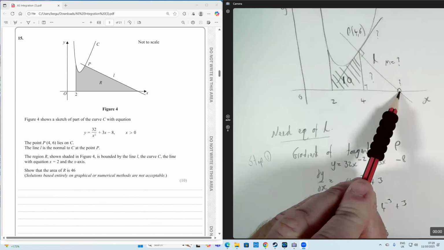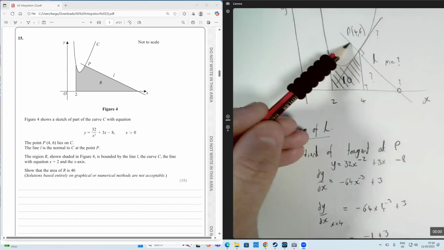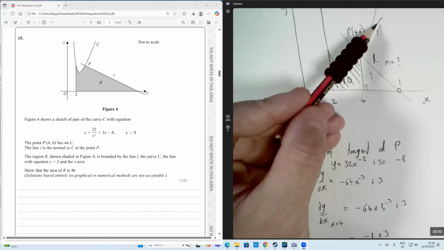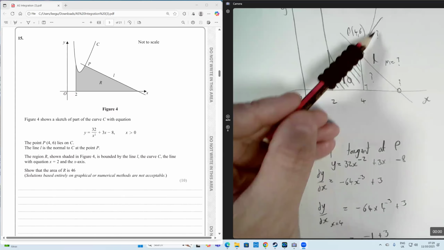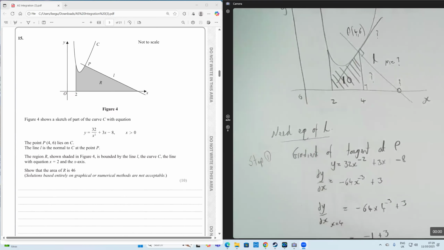To find out that coordinate, we need the equation of L. To find the equation of L, we need its gradient. To find the gradient, we need to know the gradient of the tangent. To find the gradient of the tangent, we need to differentiate and put 4 in. Okay, so let's work through those steps then.